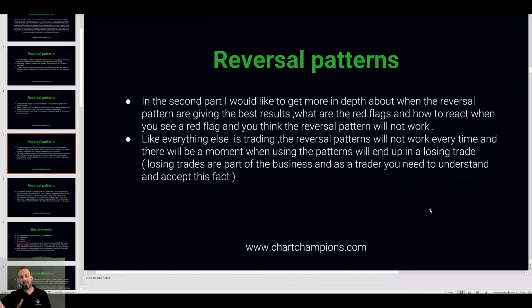There will be a moment, even though the reversal patterns have a high winning rate, when the reversal pattern will not work, and as a trader you need to be prepared and you need to accept that. Nothing works 100% of the time, and that is why we use correct risk management.